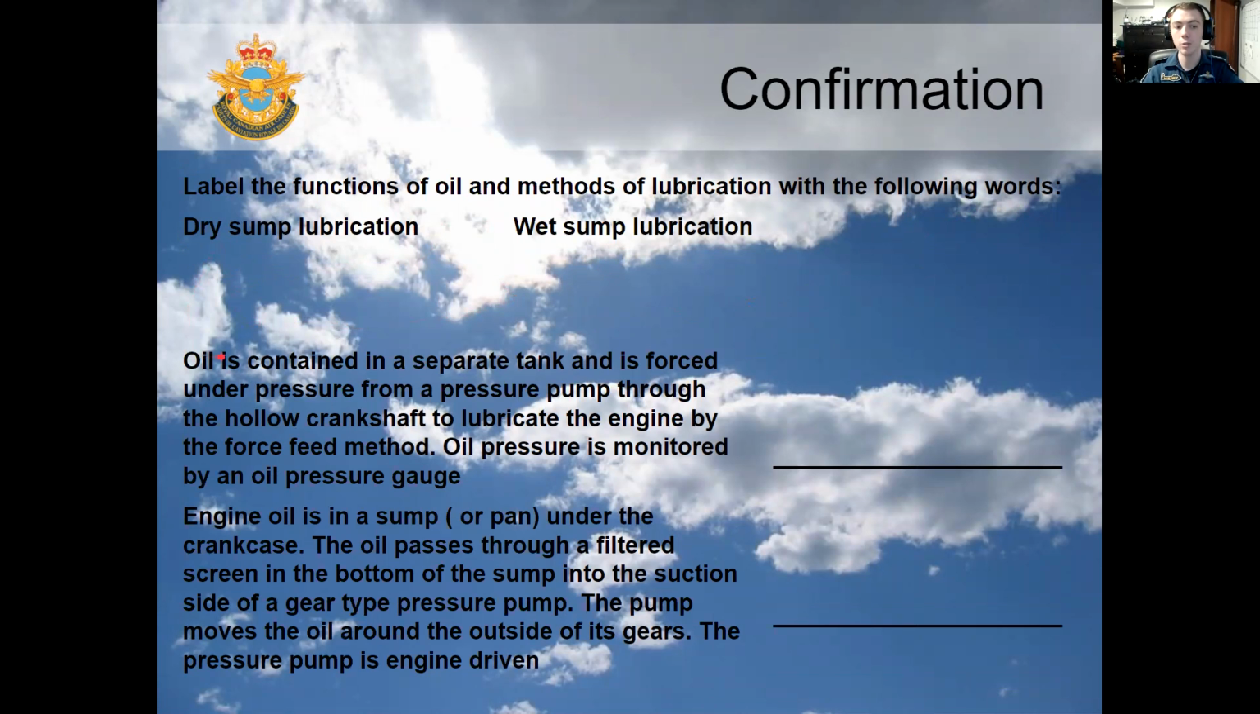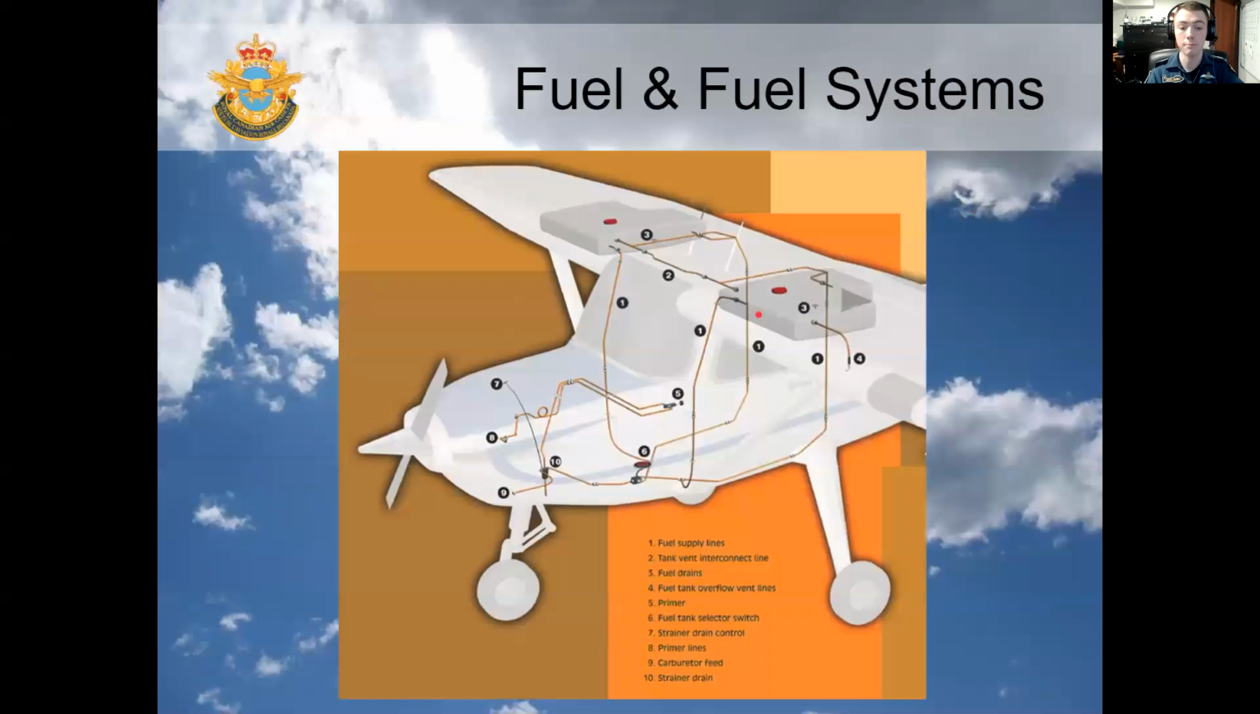So dry sump again is where the oil is contained in a separate tank and it's forced under pressure from a pressure pump through the hollow crankshaft in order to lubricate the whole engine through force feed. And the oil pressure gets monitored by a pressure gauge. So in a wet sump, it's just sitting in the pan underneath the crankcase, and as it passes through, it just gets splashed around to move through the oil outside the gears.